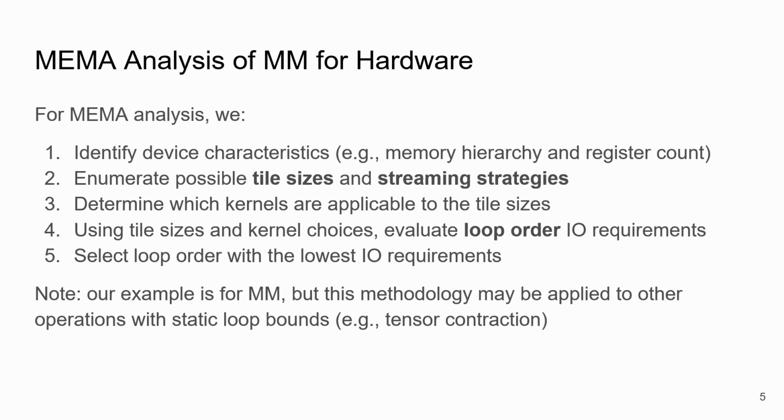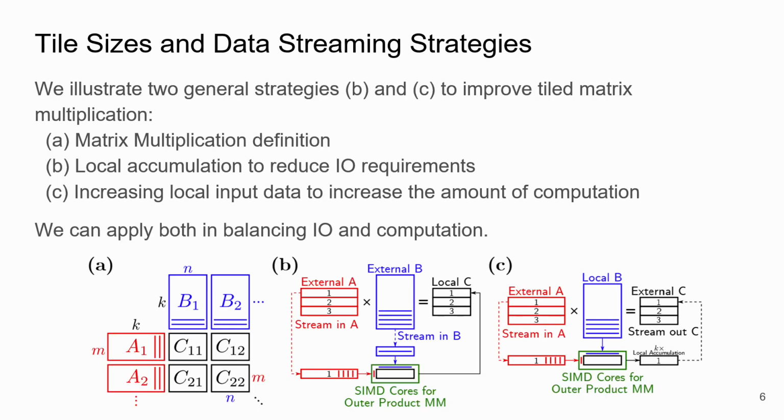This method can apply to more than just matrix multiplication, but I'm going to give an example of matrix multiplication here. We illustrate what we do with these diagrams. On the left is your standard tiled matrix multiplication. You tile it, and then you have a bunch of these smaller vector operations, so you're doing vector outer products.